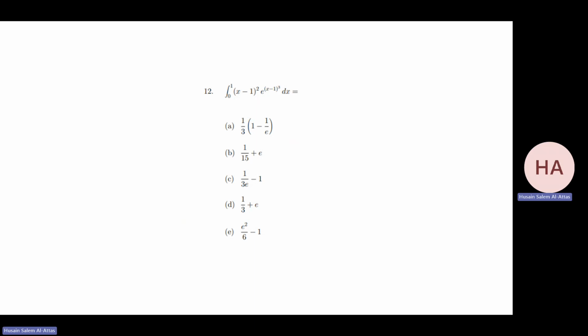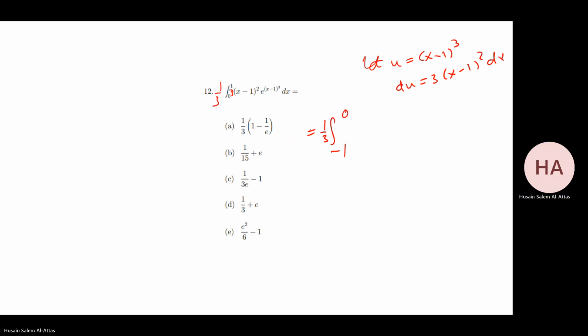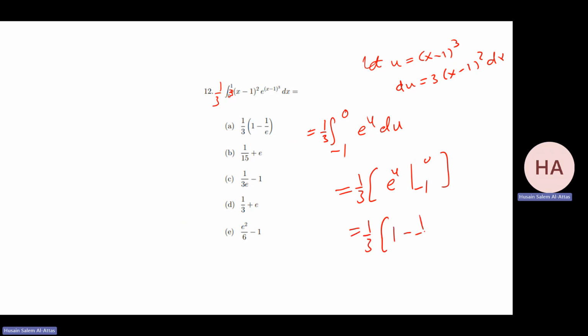I can let u be (x minus 1) cubed. du will be what? 3(x minus 1) squared dx. So I need 3 and 1 over 3 outside. So it's 1 over 3. Okay, what about the limit? 0 minus 1, that is minus 1. 1 minus 1, that will be 0. 3 times (x minus 1) squared dx, this is du, so I have e^u du. So the answer is 1 over 3 e^u from minus 1 to 0. That is 1 over 3 times 1 minus 1 over e, which is this one. Okay.